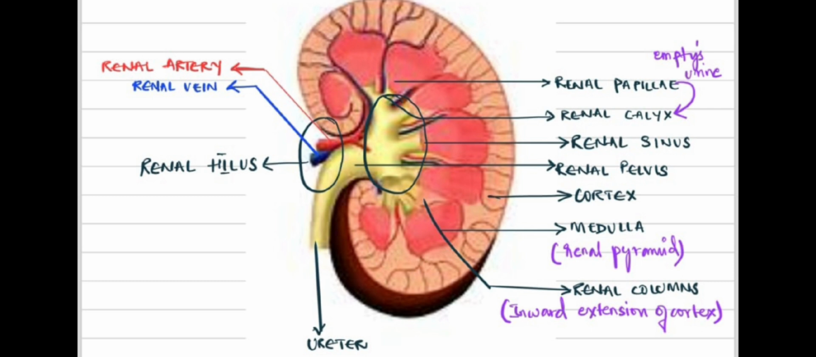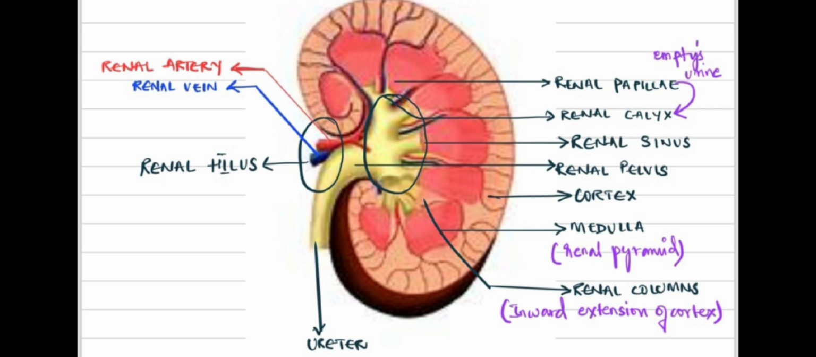Transverse section of the kidney cortex and its layers, which we have already discussed in the above section. The slit-like opening is called the renal hilus, which has the renal artery coming in, the renal vein going out, and the ureter going out. There is another similar slit, which is called the renal sinus. It has renal papillae and renal columns.